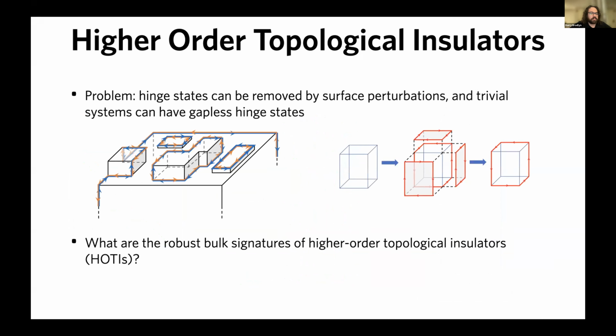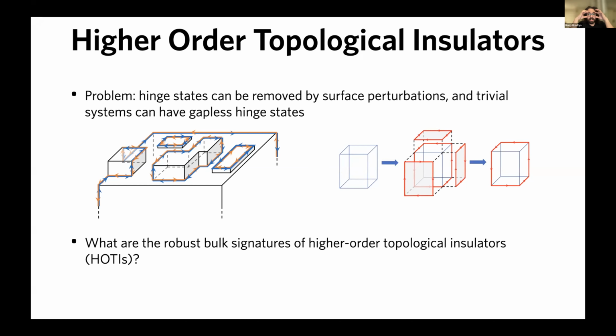Now, from an experimental perspective, there are some issues with hinge states. The problem is that hinge states can be removed just by adding perturbations to the surface of the system. So if I have step edges at my surface, at each step edge, I get an additional hinge state, and this can move around the configuration of hinge states I see on a surface and even create puddles of surface states, as I've depicted on the left.